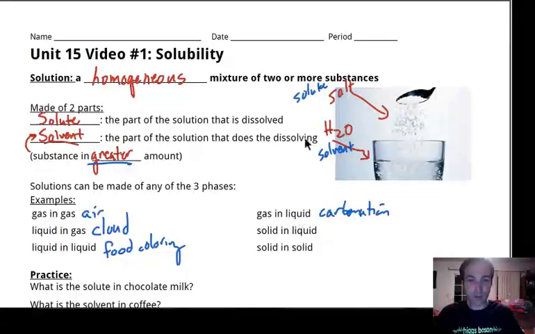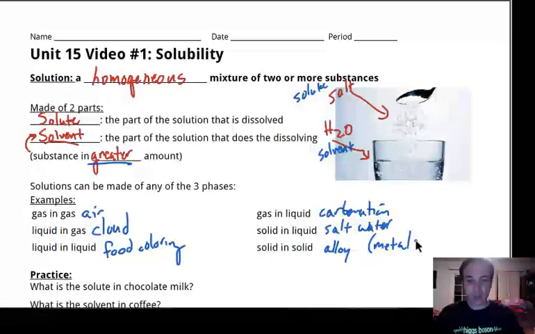You can dissolve a solid in a liquid, which is basically what we see up here. Salt water is a good example of that. We take solid salt and we dissolve it in the liquid water. And then you can also have solids dissolved in solids. A good example of that would be something we call an alloy, which is really just a metal mixed with a metal. So for example, brass, which is a combination of two different metals. Solid mixed with a solid. One thing I did leave off here is you can actually have a liquid in a solid.